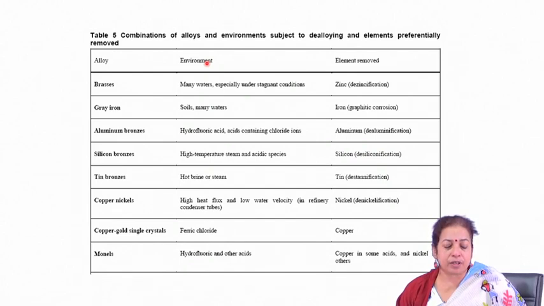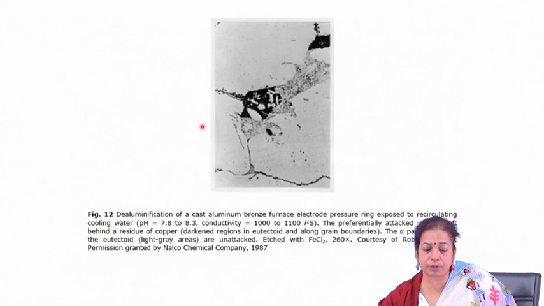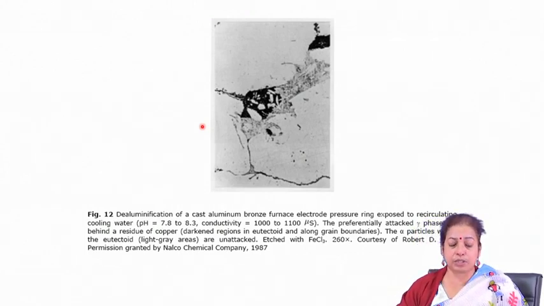So, it is very important that when you choose any alloy for its application in a specific environment, you have to know the electrochemical behavior of the constituents present in the alloy, and depending on that you have to choose the typical environment and use the alloy for that specific purpose.